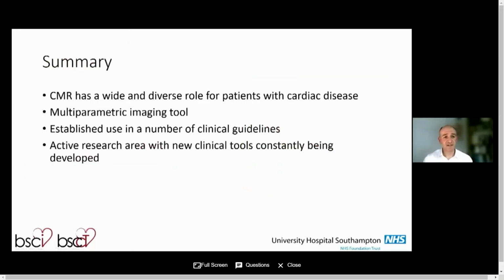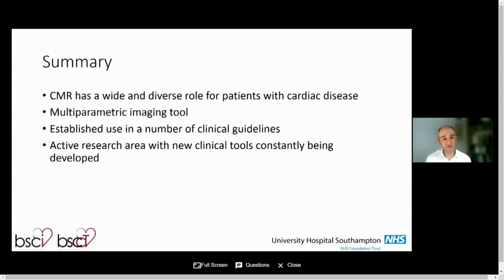So in summary, I really just want to say CMR has a huge and diverse role for patients with cardiac disease. It truly is multi-parametric, with us developing new tools all the time, which are bringing new clinical applications, and as a consequence we're seeing the guidelines rapidly evolve on the basis of this. So it really is a very exciting field to work in.